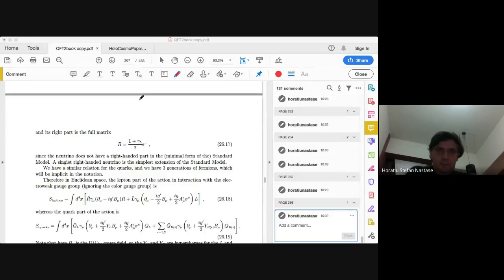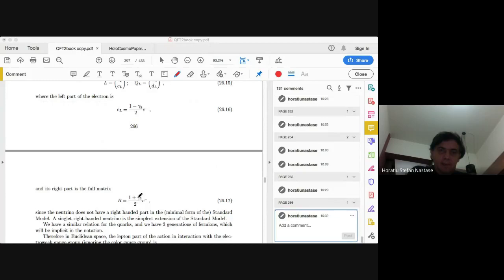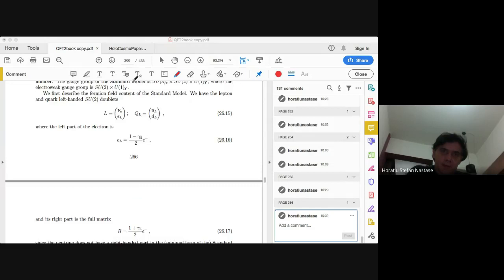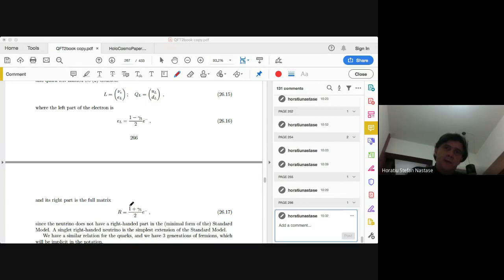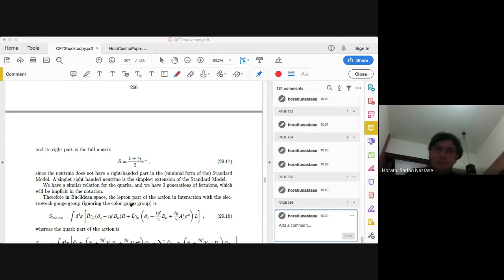So the electron has a right-handed part. We write R. Left is a doublet, but right is a singlet, that is only the right part of the electron, or muon or tau. But there's no right part of the neutrino. A right part of the neutrino would be a singlet under SU2, and it would be something extra. It's the simplest extension of the standard model to have a right-handed neutrino added in, but as a singlet.